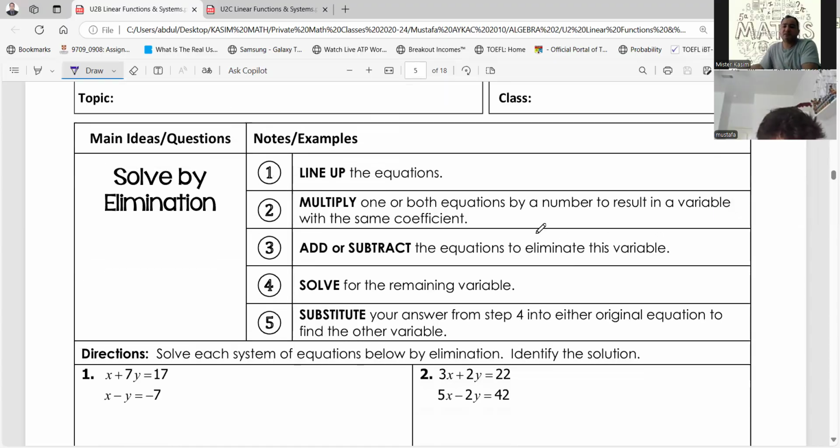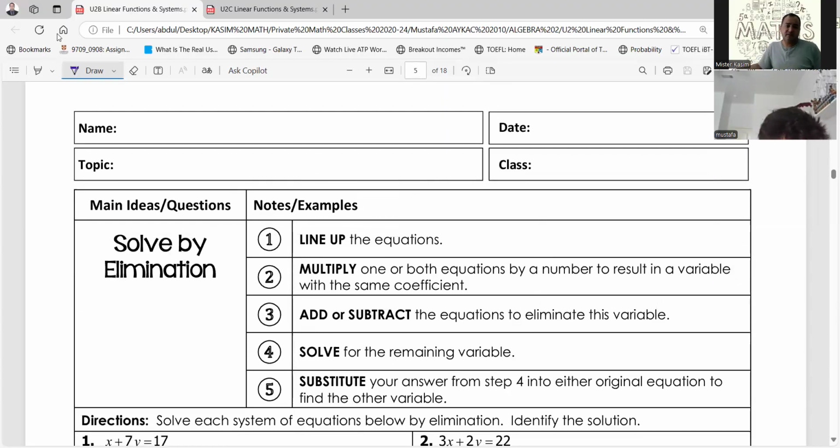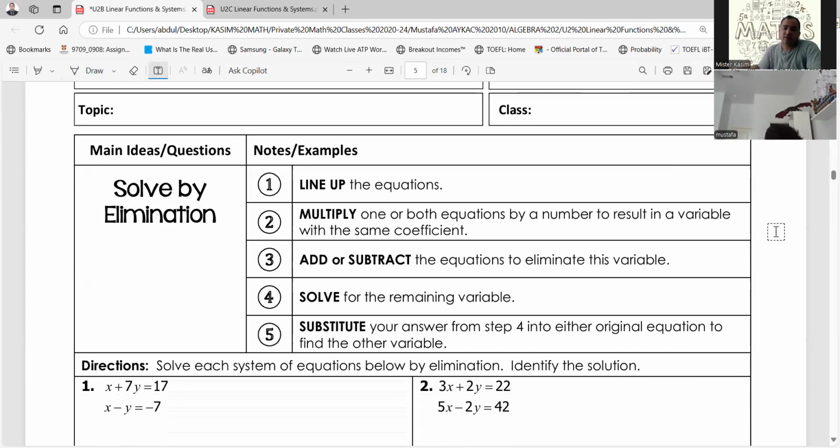Now let's talk about the elimination method. Let me just write the date quickly. Okay, now elimination. Again, Mustafa, as the name suggests, we are going to eliminate one of the variables. So that means we have 2 variables, and if you eliminate one of them, we will have only 1 variable. But a 1-variable equation, we know how to solve it, right? From grade 7, 8, 9, 10.